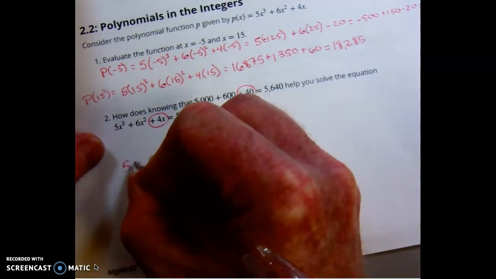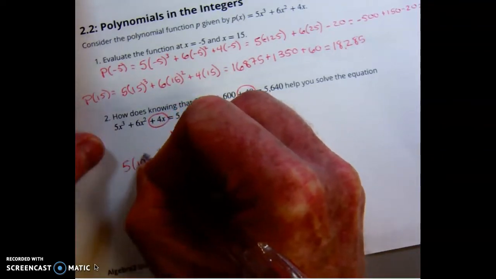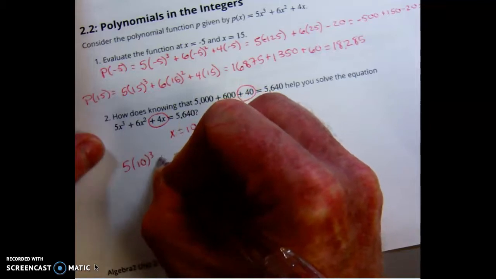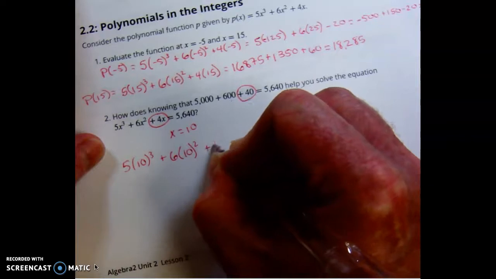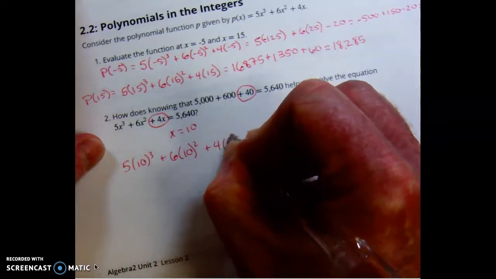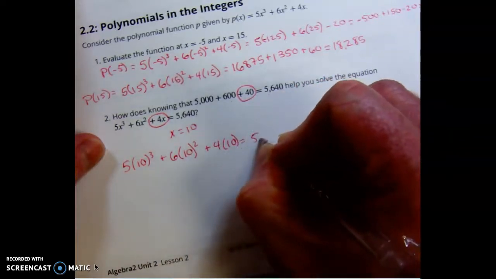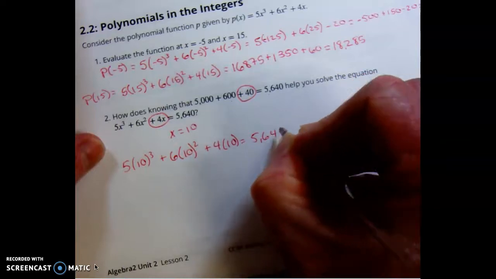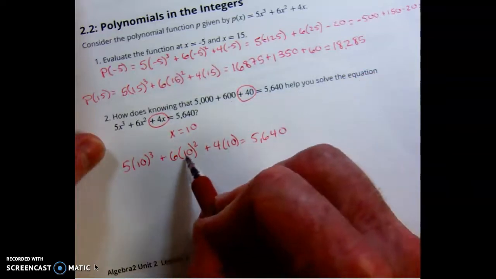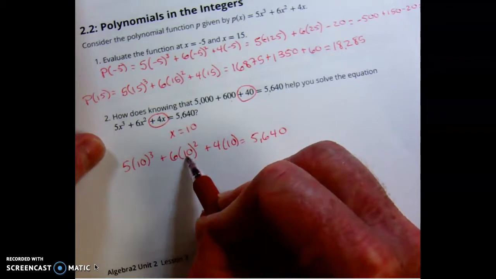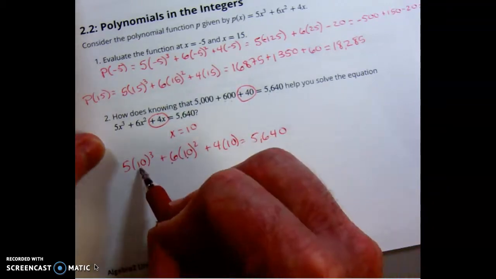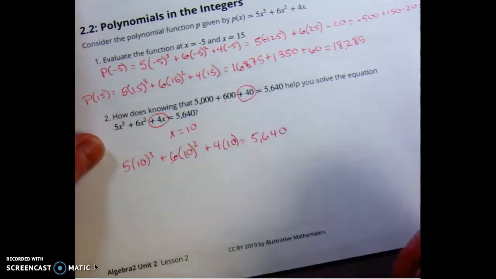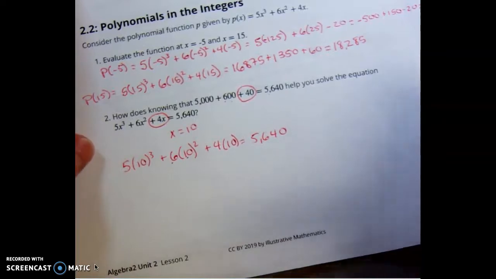So that means 5 times 10 to the third plus 6 times 10 to the second plus 4 times 10 must be 5,640. Well, 10 squared is 100 times 6. That works. That gives me the 600. 10 to the third, that's 1,000 times 5. That gives me the 5,000. So it works.